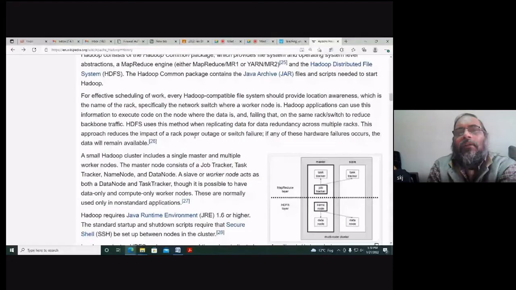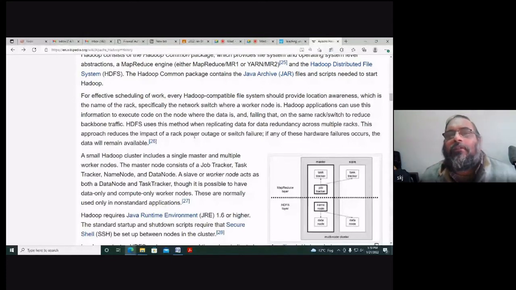The Hadoop file system, HDFS, and the Hadoop common package contain Java archives, and the effective scheduling of work. Every Hadoop compatible file system should provide this. HBase is also one such compatible file system. That will come later.